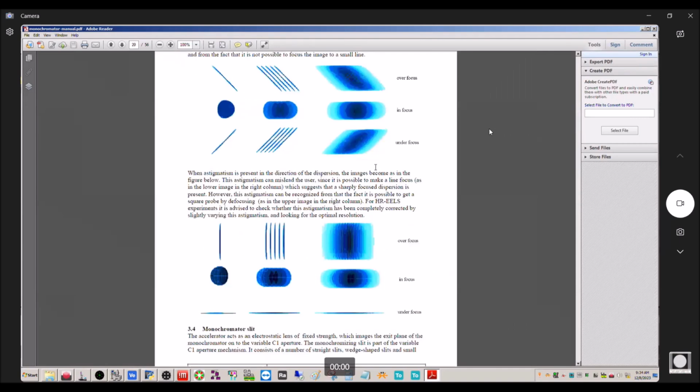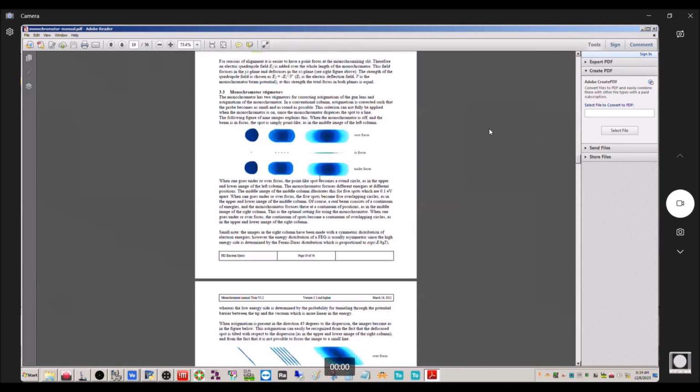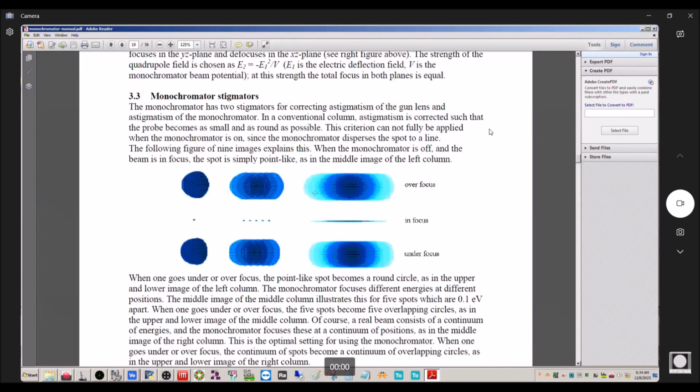Okay, so here's the pictures. This is what we're looking at when it's properly stigmated. Unfortunately, this is rotated 90 degrees relative to ours, okay? But basically, if you discretize it into something like this, and you blow up these, you should get circles.